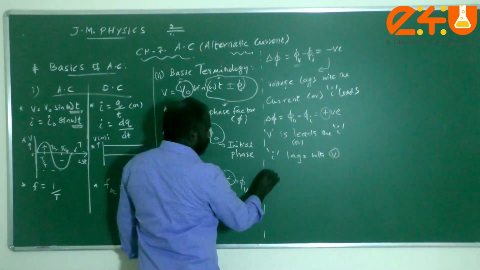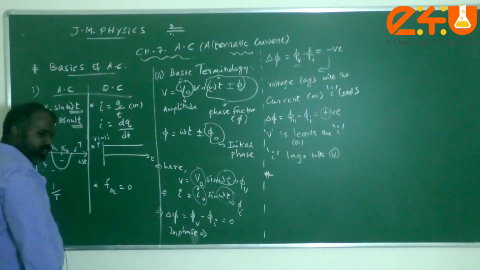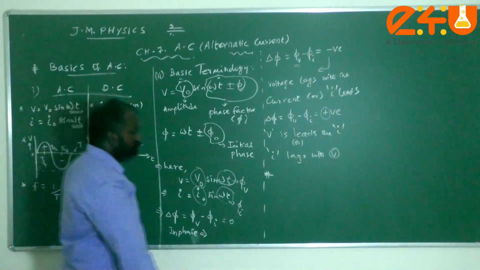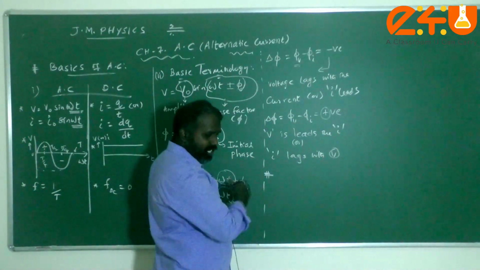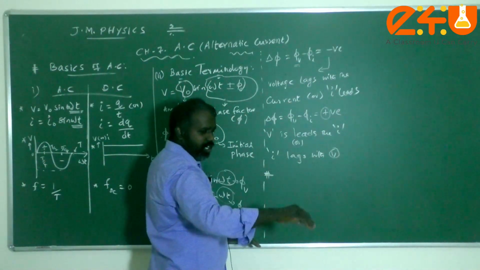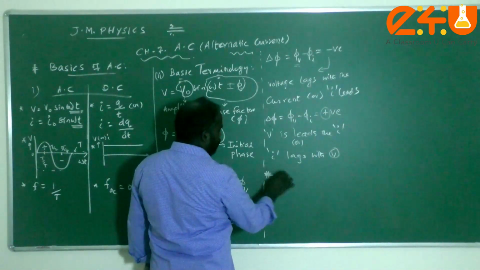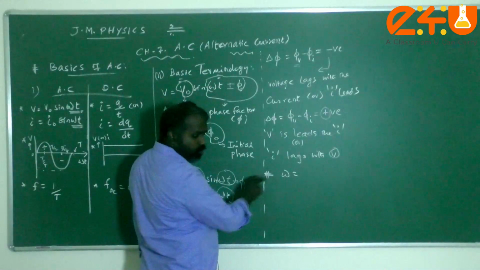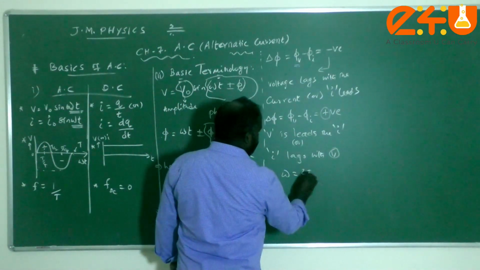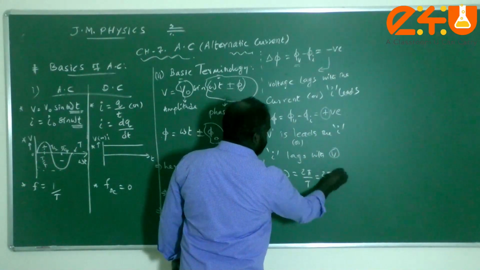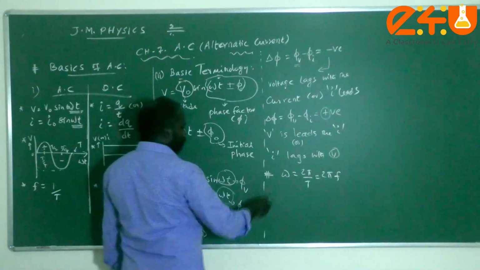Okay. So the next is what, children? Frequency means, as we said earlier, the number of cycles per unit time. Time period means the time taken to complete one rotation or one cycle here: one positive cycle, one negative cycle. That is called one complete cycle. So angular frequency omega is nothing but, omega is equal to 2 pi by T, that is 2 pi f, because 1 by T is equal to f.